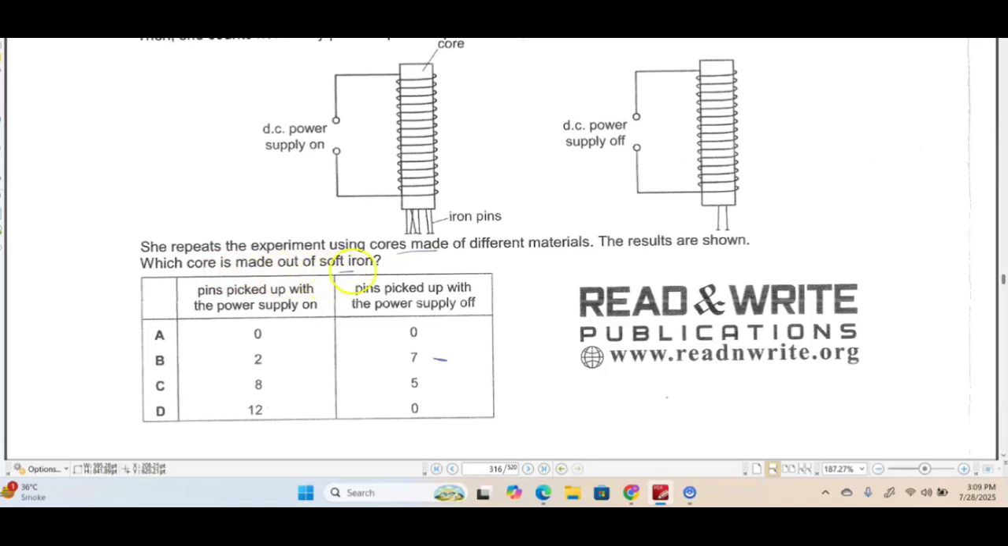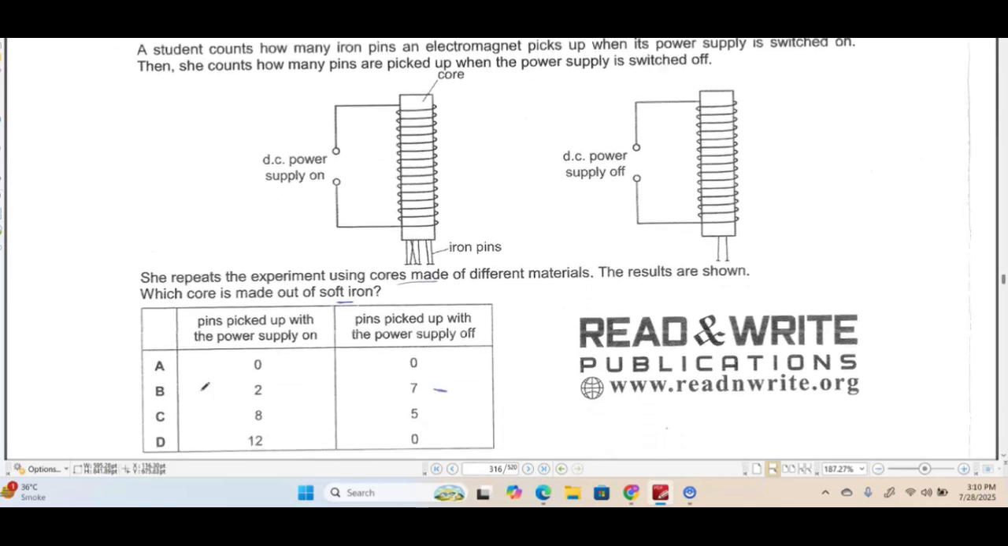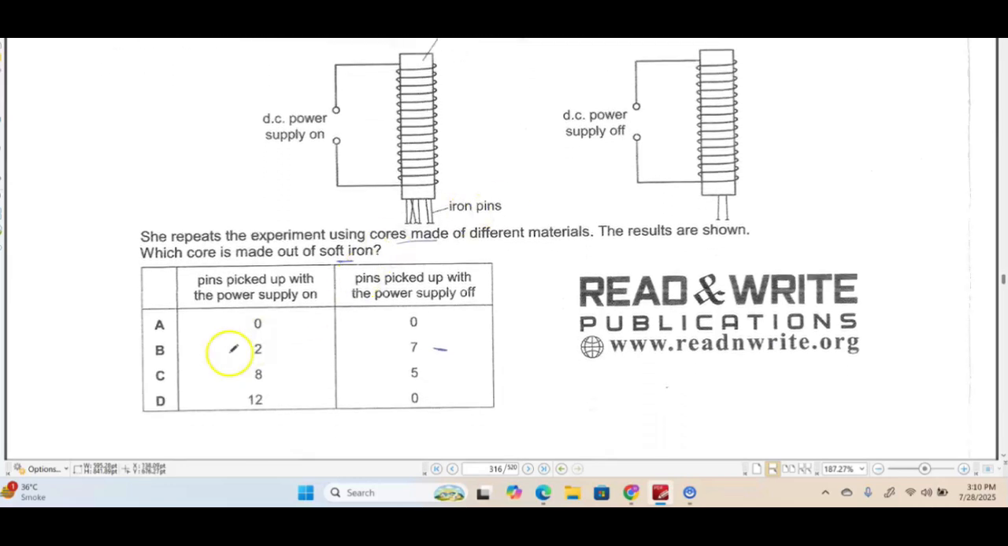Which core is made up of soft iron? Okay, let's look at the options and then I'll explain. The option picks up pins when the power supply is on. So D is going to be our correct option. Okay. And why is it so?